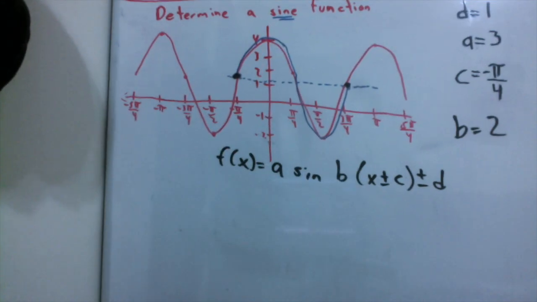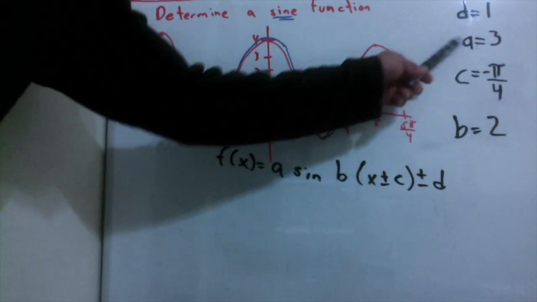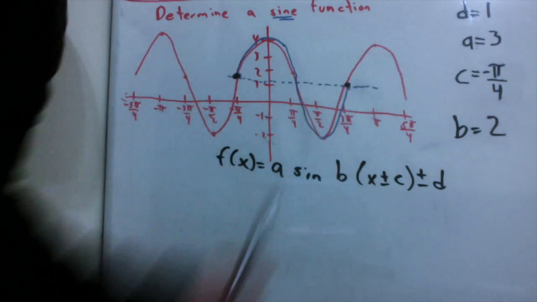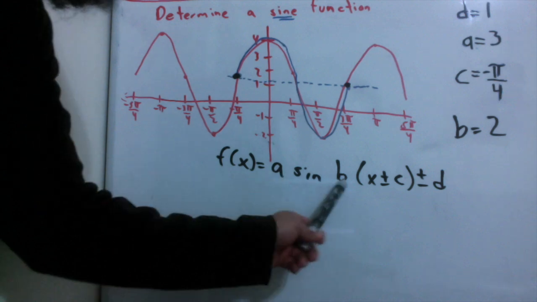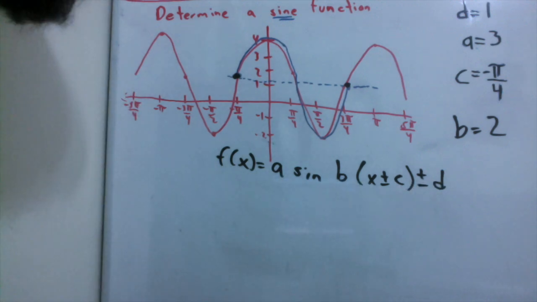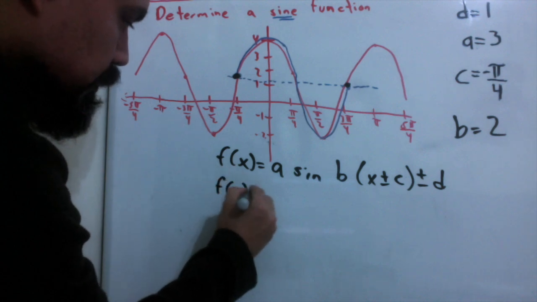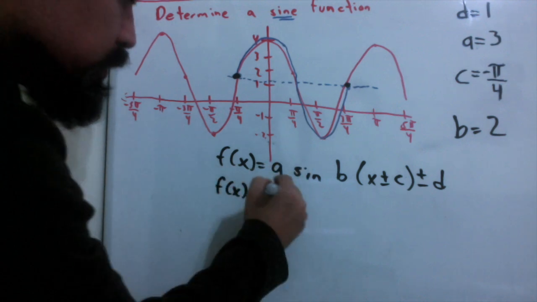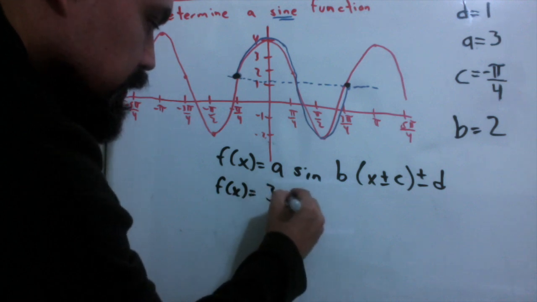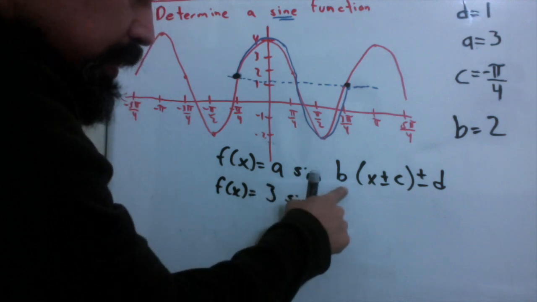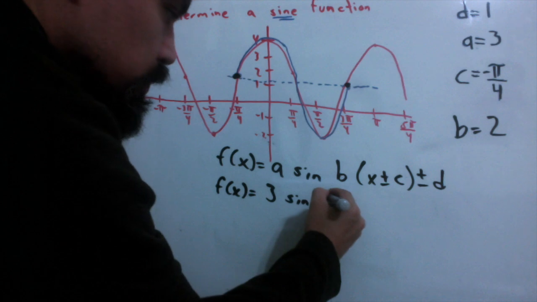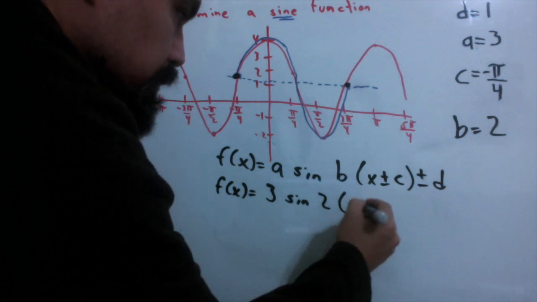Okay, so now we have all the letters. We have A, B, C, and D. So we're going to put them in the formula. f(x) equals A, our A was 3, sine, the value of B is 2, times x.